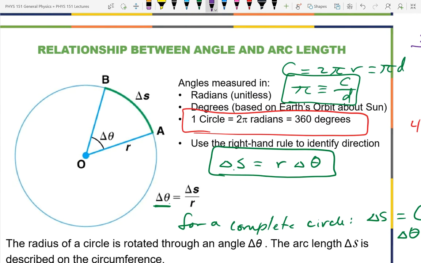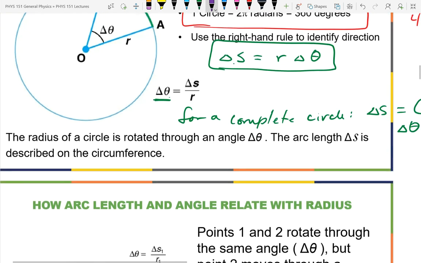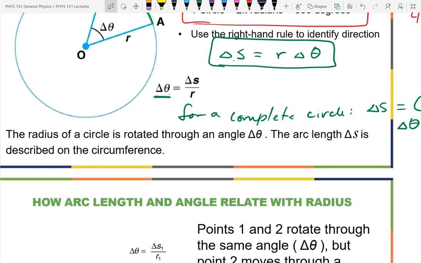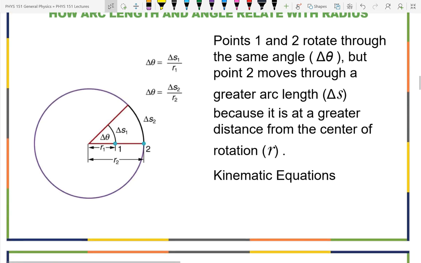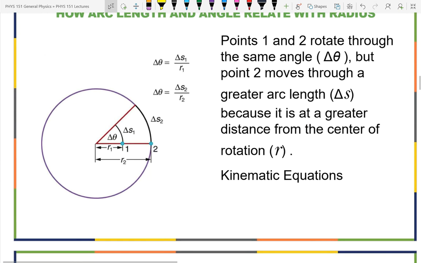Okay, so this equation, the arc length is equal to radius times delta theta, is pretty important. That's what's going to allow us to relate the distance something travels as it's moving in a circle with the amount of angle that it rotated through. And so this here is just showing how the distance varies with radius, which means also the speed varies with radius, because speed is distance over time.